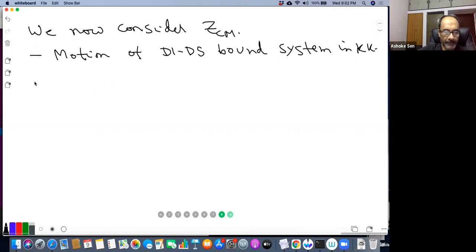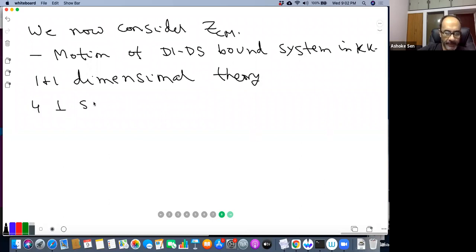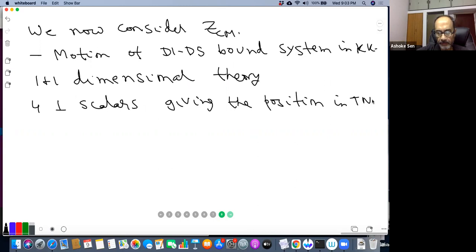So this system has 4 transverse scalar degrees of freedom. This is again a 1 plus 1 dimensional theory. It has 4 transverse scalars giving the position in Taub-NUT, and it also has 4 fermions, which are the superpartners.